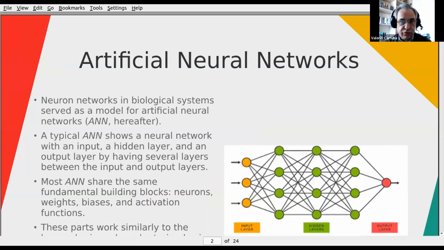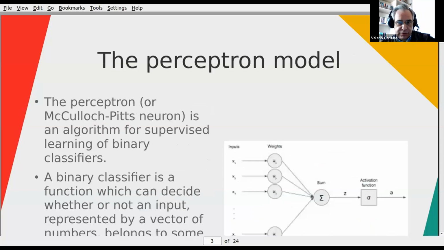So for those of you that are not familiar with artificial neural networks, the neural network in biological systems served as a model for artificial neural networks. A typical ANN shows a neural network with an input, a hidden layer, and an output layer, and they may have several hidden layers in between. They share the same fundamental building blocks: neurons, weights, biases, and activation functions. This part works similarly to the human brain, and can be trained using the same techniques as other traditional machine learning techniques.